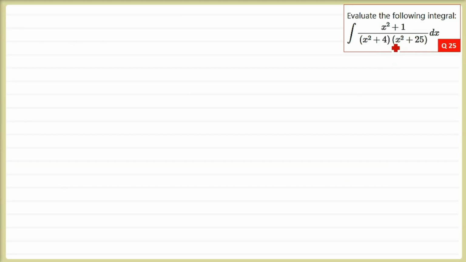Now this one is x square plus 1 divided by x square plus 4 and x square plus 25 in the denominator.